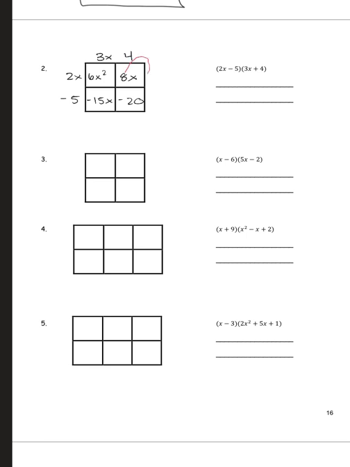Again, I can see here on my diagonal that I have my like terms. I'm going to pull everything outside of the box, and I get 6x squared plus 8x minus 15x minus 20. Again, I can see that I have like terms in the middle, 8x minus 15x. So my final answer becomes 6x squared minus 7x minus 20.